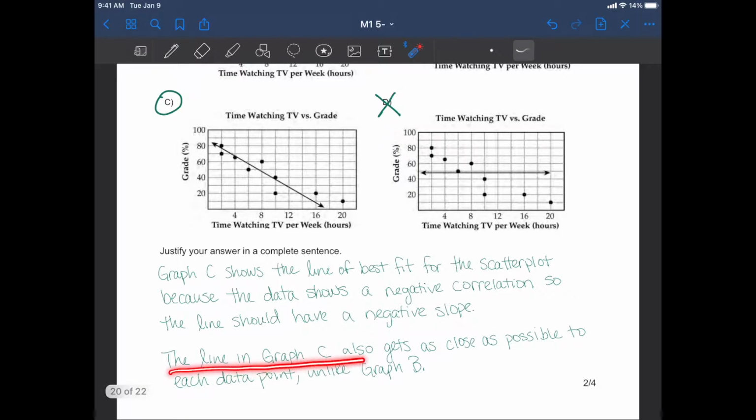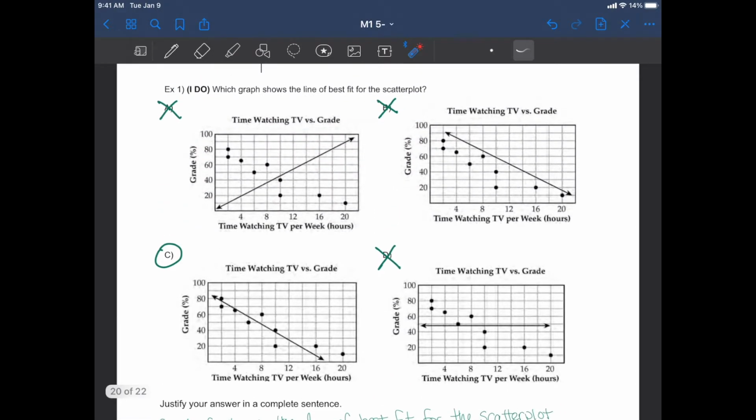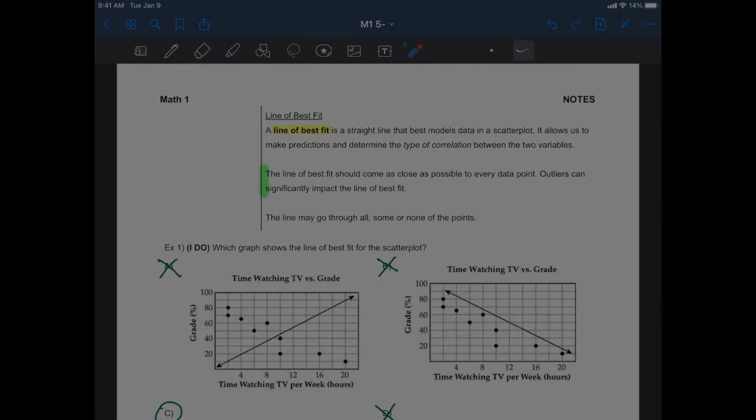The line in graph C also gets as close as possible to each data point, unlike graph B. And we said earlier that the line of best fit should come as close as possible to every data point. So just keep those two things in mind. Make sure that it's following the trend, positive, negative, or even flat, if that's what the data is showing, and make sure that the line of best fit is coming as close as possible to every data point.